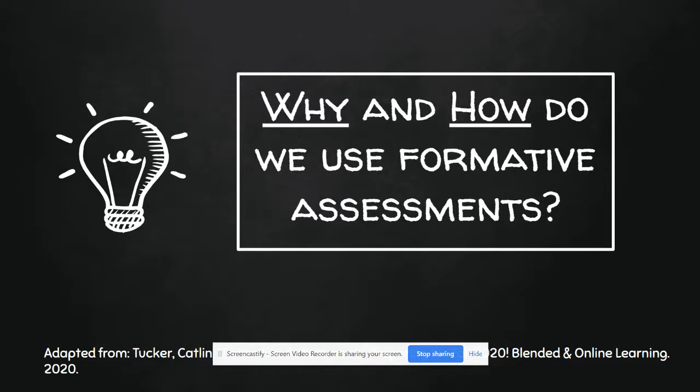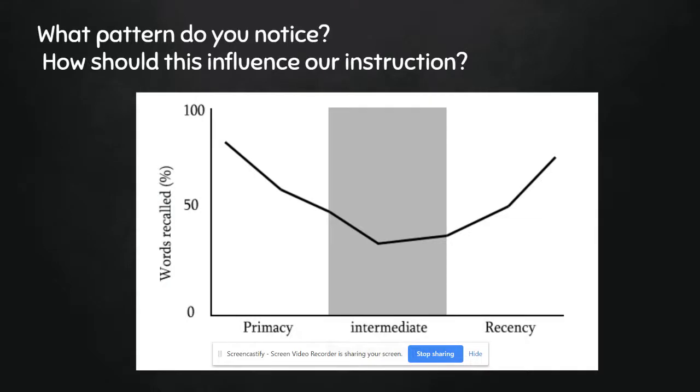students' understanding. So to get us thinking about this, let's check out this graph and let's say that this bottom section here represents the 45-minute class period, okay? And with primacy being the first 5 to 10 minutes and this last part, recency, being the last 5 to 10 minutes of our lesson. And what we see here is the percentage of words that students remembered from those points in our lesson. So what are some patterns that we notice and how should that influence our instruction?